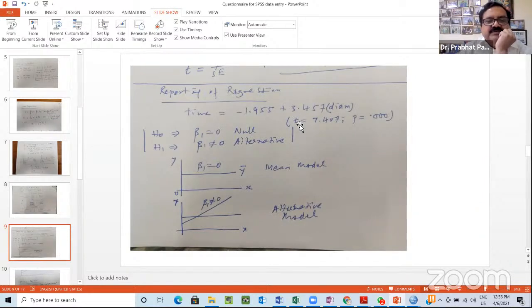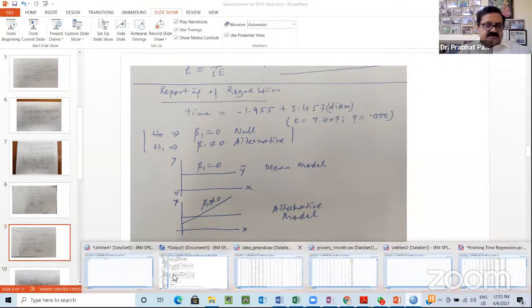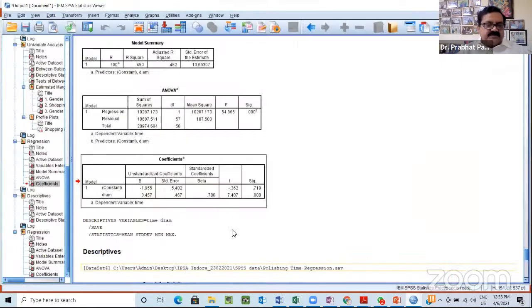And here you also have to report two things: the t value and the p value. I have taken this t and p value from the regression, so let me just show you those values. For the diameter, 3.457 is the beta coefficient, the t value is 7.407, and the significance value, the p value, is 0.000.